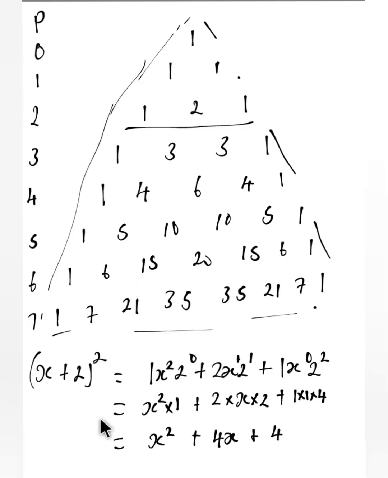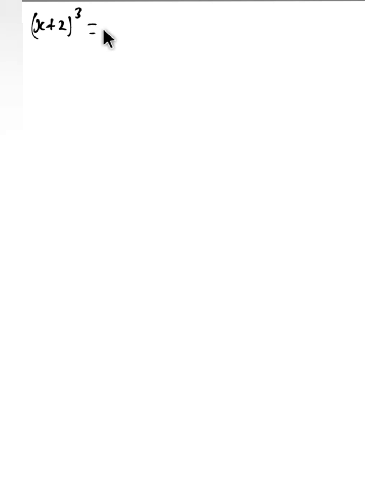Now from the Pascal triangle, when the power is 3, we make use of 1, 3, 3, 1. Since this is x raised to the power 3, we start from here: x raised to the power 3, x raised to the power 2, x raised to the power 1, x raised to the power 0. And for 2 raised to the power 3, it becomes 2 raised to the power 3, 2 raised to the power 2, 2 raised to the power 1, 2 raised to the power 0. Now we'll add them up.